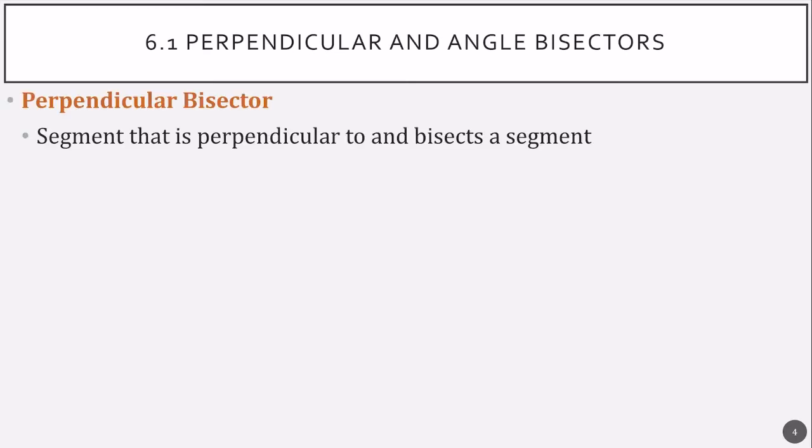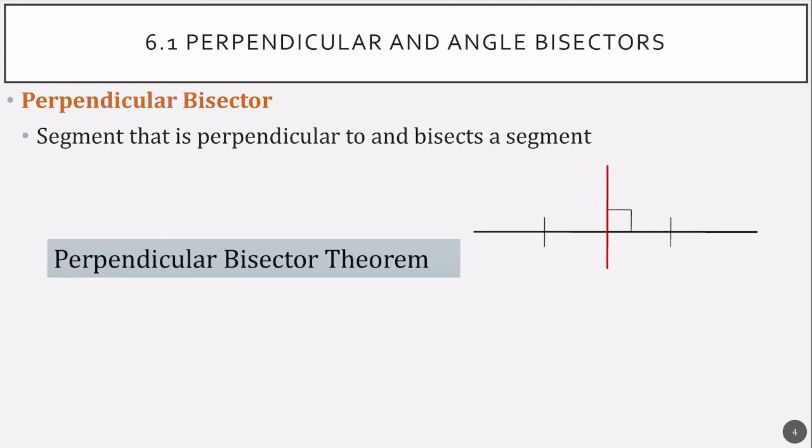A perpendicular bisector is a segment that is perpendicular to and bisects another segment. So there's a segment. There's the perpendicular bisector. See, it makes a right angle. And these marks say the two ends are the same length, so it's right in the middle and perpendicular.